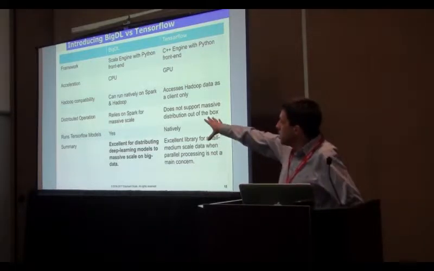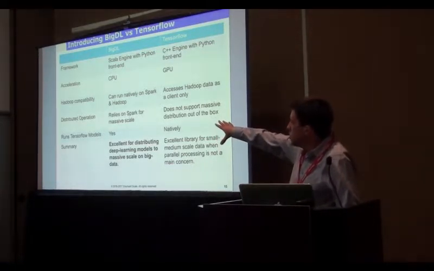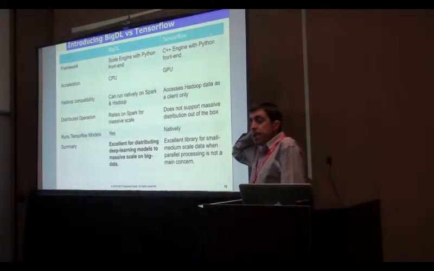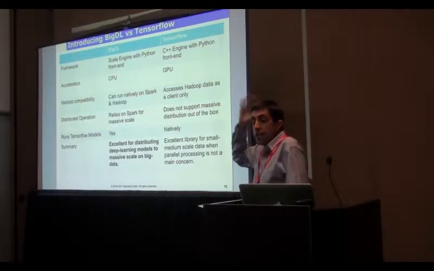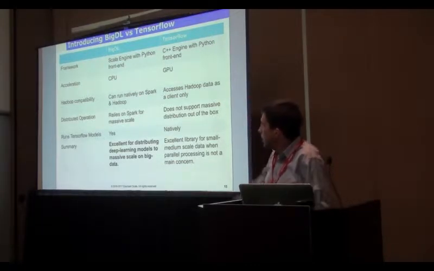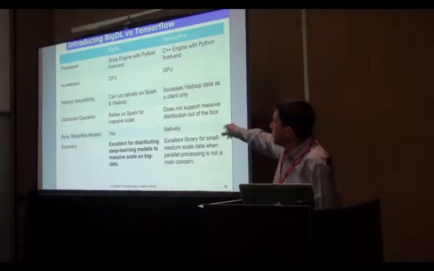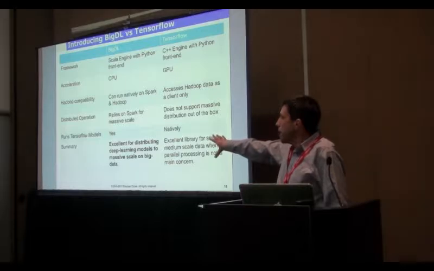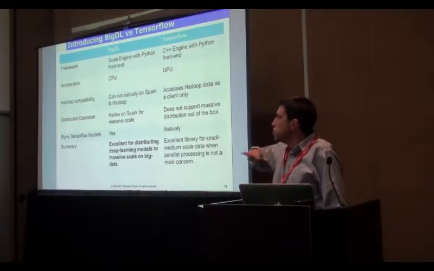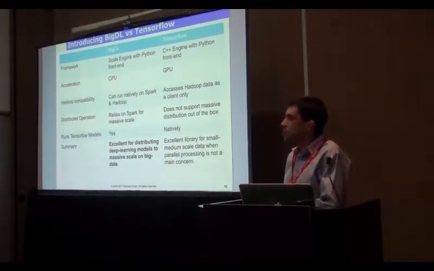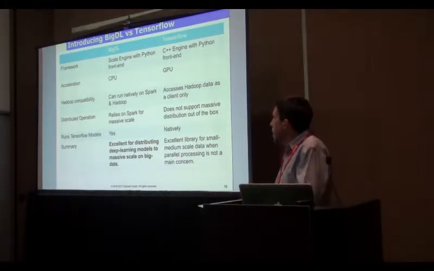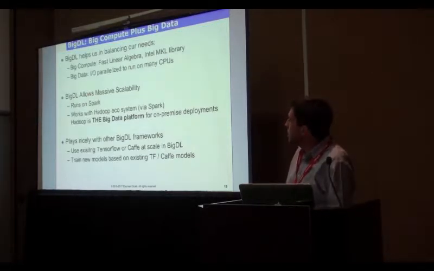It also is going to rely on Spark for massive distribution. One of the areas of development right now in TensorFlow is how we can develop instrumentation for doing massive distribution of TensorFlow. We can run TensorFlow models; of course, TensorFlow runs them natively. The summary here is that BigDL is going to be excellent for distributing machine learning models at massive scale on big data, whereas TensorFlow, of course, is an outstanding library, but is going to be better suited for small and medium scale data where parallel processing is not a major concern.